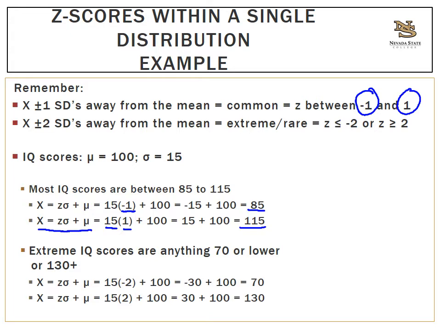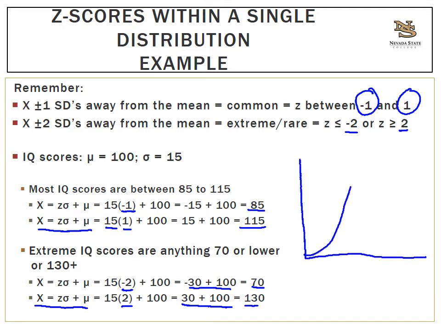All right, so here we can see extreme IQ scores are anything 70 or lower, or 130 plus, because now we're plugging in a -2 z-score for the low end of extreme scores and a +2 z-score for the high end of extreme scores using this X formula. So now this becomes -30 plus 100, which is 70, and then +30 with the positive z-score plus 100, which is 130. Now, IQ scores are on a normal distribution, so I'm going to show you visually what this looks like and why these z-scores are rare.